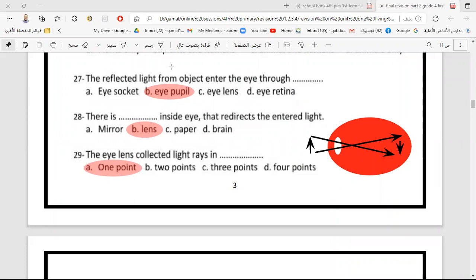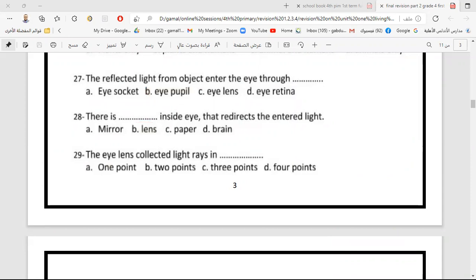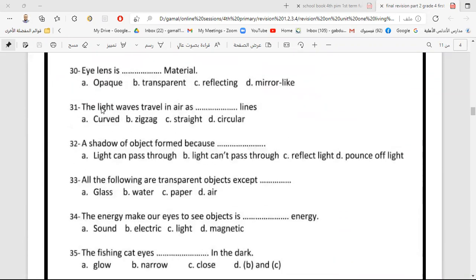Who will be next? عمر كمال. اتفضل يا عمر كمال. Number 30.